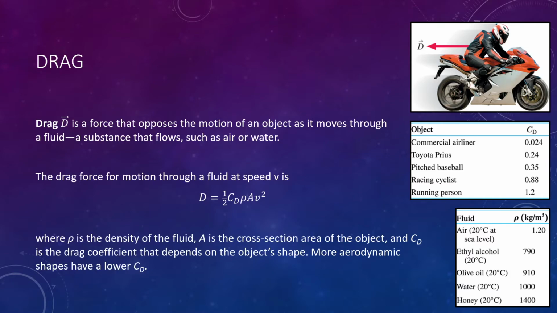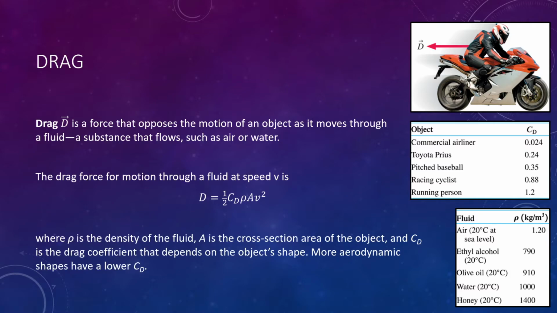In terms of the densities, at least in our case, we're not really going to work with situations where we're moving through things like olive oil or honey. For the most part, you'll just want to focus on the density of air at sea level, which is approximately 1.2 kilograms for every meter cubed.